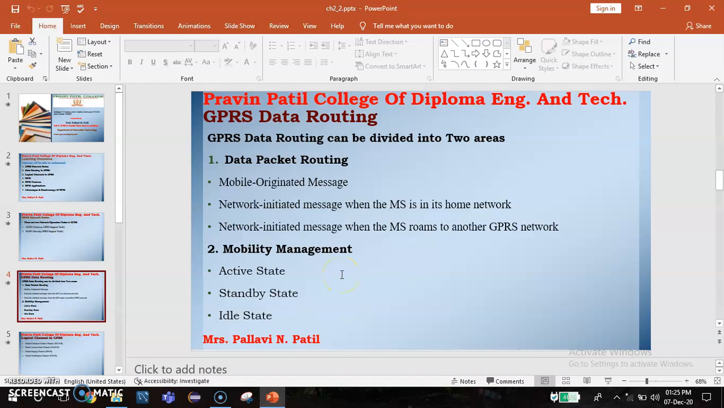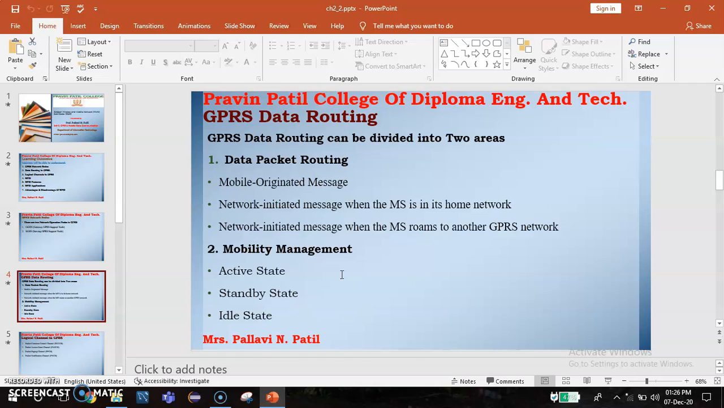GPRS routing can be divided into two areas: GPRS data routing, that is data packet routing, and mobility management. The first is data packet routing. The important role of the GGSN is its involvement with the external data network, that is data packet routing. The GGSN updates the location directory using routing information supplied by the SGSN about the location of an MS. The route from the external data network is a protocol, the packet over the GPRS backbone to the SGSN currently serving the MS.